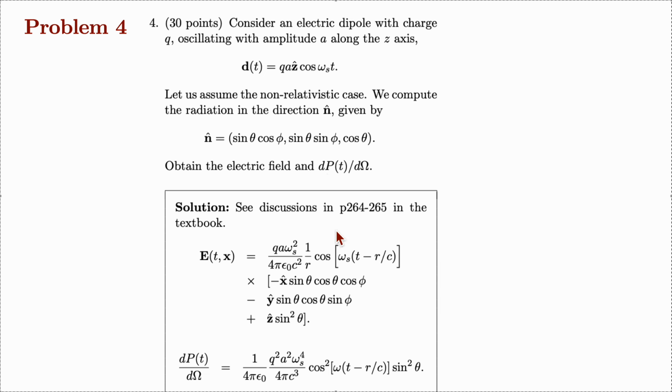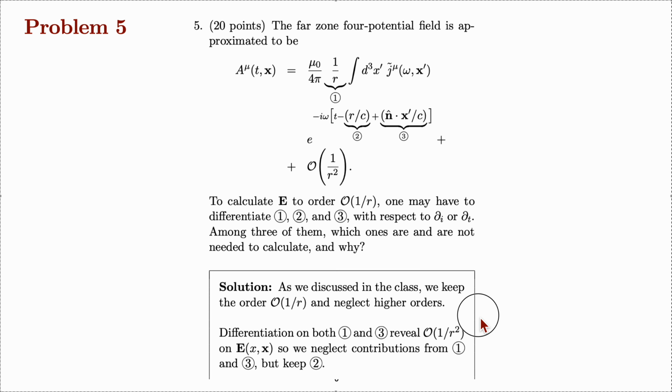So if you take a look at the textbook on pages 264 to 265, then you will find, after some calculation, the electric field should be given like this. Most of you got it right, and the angular power spectrum is the one shown here, and most of you also got it right because it was written in the textbook.